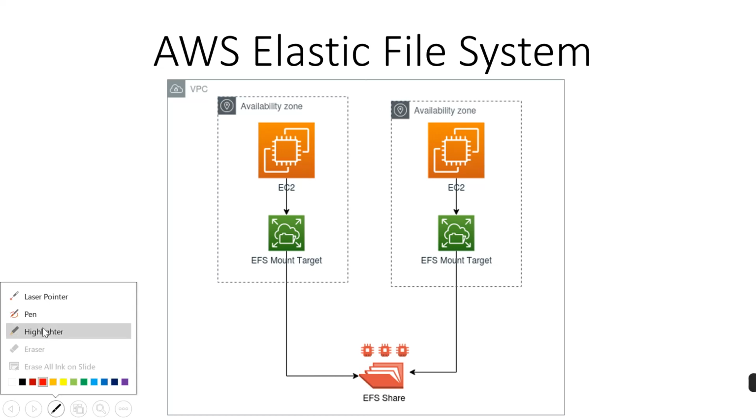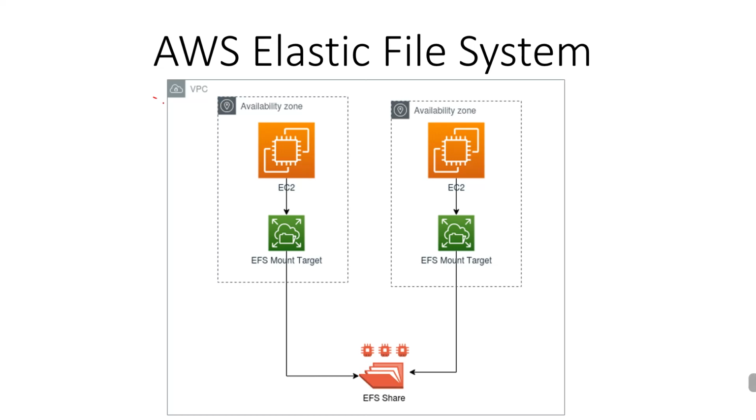one region, right? Suppose this is our Tokyo region. In this Tokyo region, there are suppose availability zones. Suppose this is availability zone one, and this is availability zone two, right? And in these availability zones, there are two different EC2 instances, right? And in these two EC2 instances, we have configured the EFS, right?